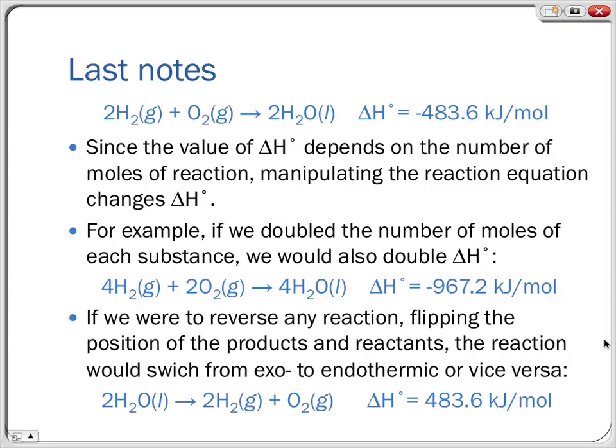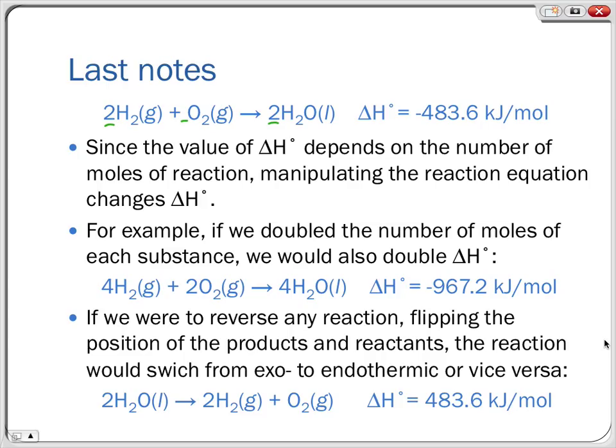Some final notes. Because the value of delta H naught depends on the number of moles in a reaction, we can manipulate the reaction equation to change delta H. So, for example, let's take this hydrogen plus oxygen yields water combustion reaction. We said that the standard enthalpy change for this reaction is negative 43.6 kilojoules per mole. But that's with these particular coefficients, with a 2 and a 1 and a 2 out here. Now, that's the most reduced form. So if we just give you a delta H naught, then assume it's in its balanced, most reduced form for this particular reaction. But what if we doubled everything?